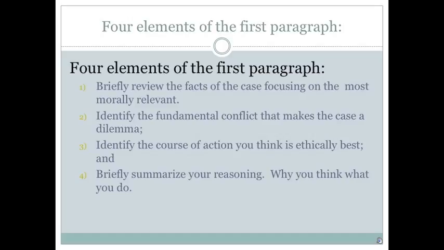Then, of course, you should identify the course of action you think ethically best. This is not a mystery novel where we only find out your conclusion at the end. We need to know the direction you are taking us from the beginning. And then finally, offer just a brief summary of your reasoning as to why you think the resolution you've offered is the best one. Just a brief summary of that reasoning. You will develop it throughout the rest of the paper.